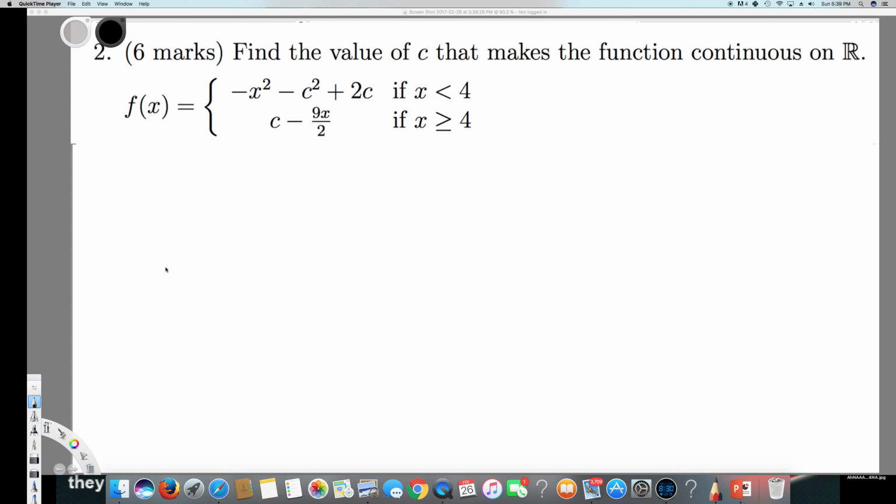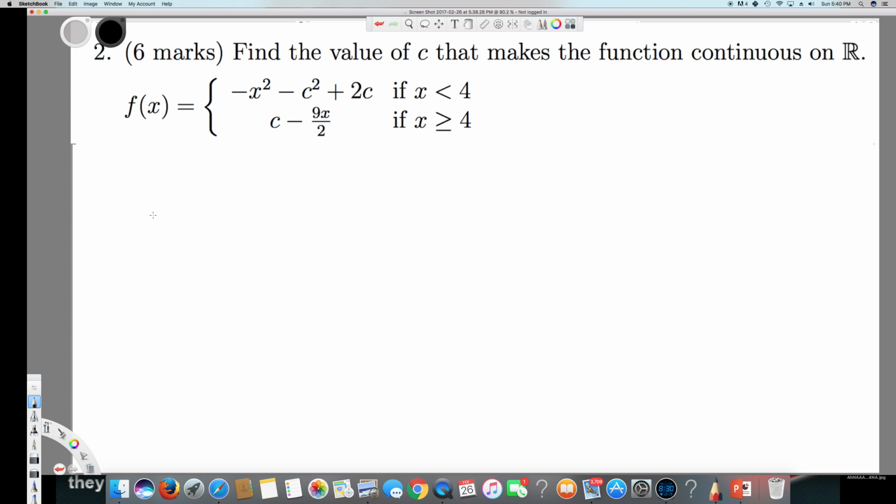We have this question right here. It's asking: find the value of c that makes the function continuous on R, and we have these equations. It says negative x squared minus c squared plus 2c if x is less than 4, and this is true if x is less than 2. So we know this equation, right?